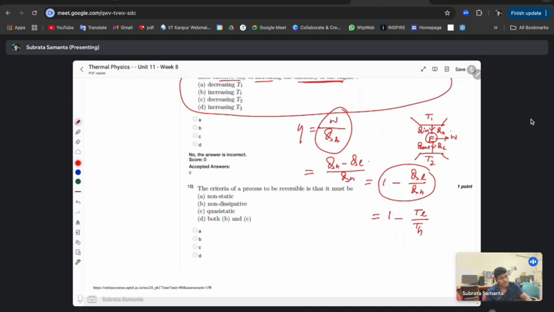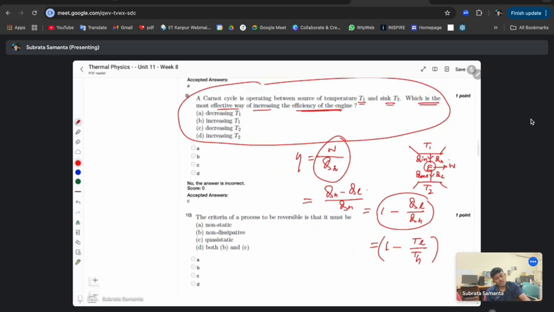Again we use the same equality, that QH over QL equals TH over TL. Okay, so 1 minus TL over TH. Now if we increase the efficiency, okay, there are two ways to increase the efficiency of the Carnot engine. Okay, what are the two ways?